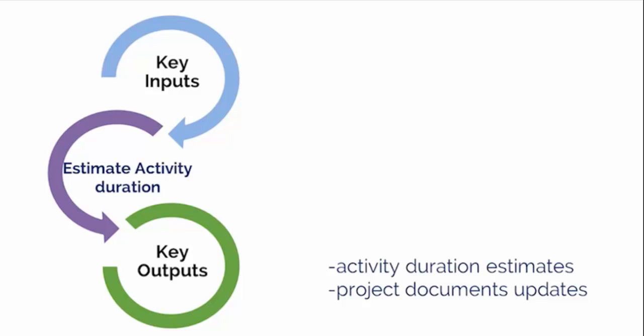Duration estimates do not include any lags like what we defined in the sequence activity process. Activity duration estimates may include some indication of the range of possible results. For example, 2 weeks plus or minus 2 days, which indicates that the activity will take at least 8 days and not more than 12, assuming a 5-day work week, and 15% probability of exceeding 3 weeks, which indicates a high probability, 85%, that the activity will take 3 weeks or less.